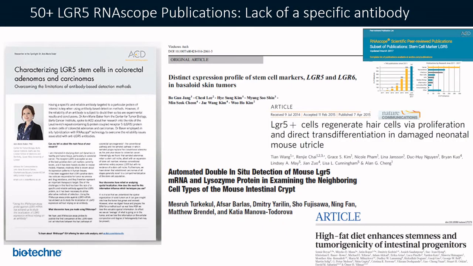As we talked about earlier, Lgr5, an epithelial stem cell marker and GPCR, has been well recognized as difficult to specifically detect by IHC in both mouse as well as human tissues. Therefore, an alternative is to use RNAscope to detect this gene in the tissue context. To date, there have been over 50 publications for detection of Lgr5 using the RNAscope technology, and this number just keeps on increasing with time.